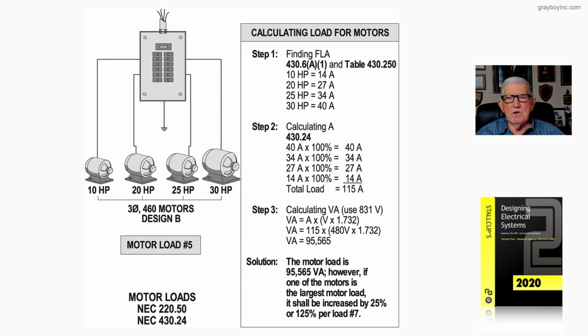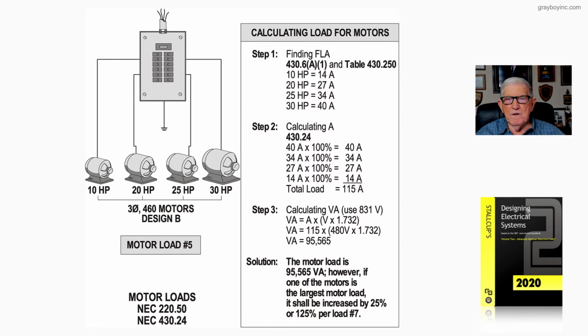Now, in step 2, we perform the calculation, and everything is taken at 100%. So all those loads in step 1 that you see amp-wise, when you total them, in step 2, it's 115 amps. Now we want to convert that over to VA, so we use 831 for 480 voltage times the square root of 3. So VA is equal to amps times the voltage times the square root of 3.